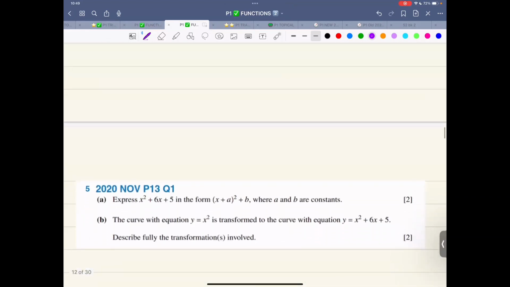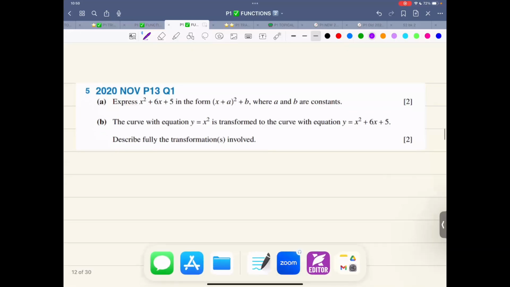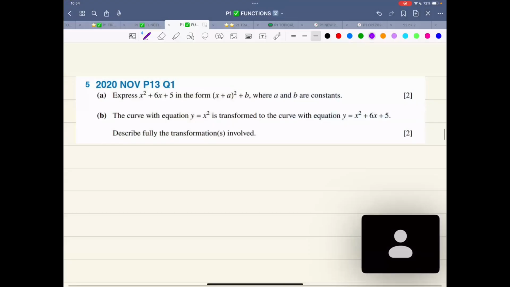Now, let's look at this question. Now we see a quadratic over here. Read the question first. And let me pause the recording. I want you to try it out. It's not that difficult. So let me just pause the recording over here.